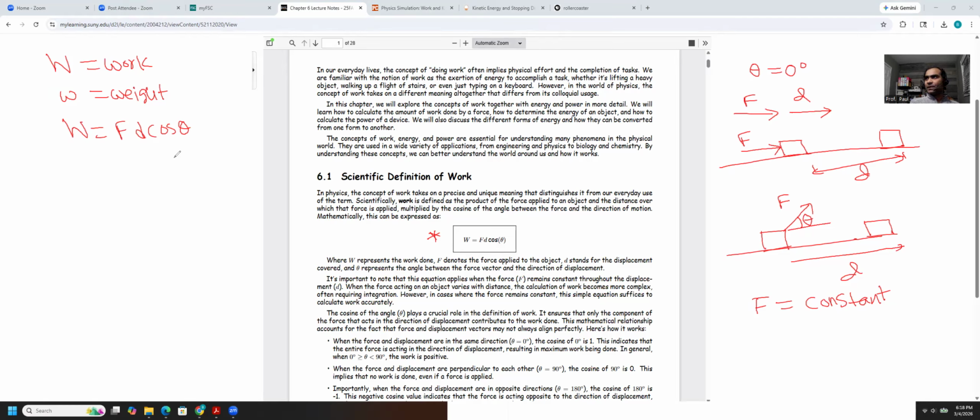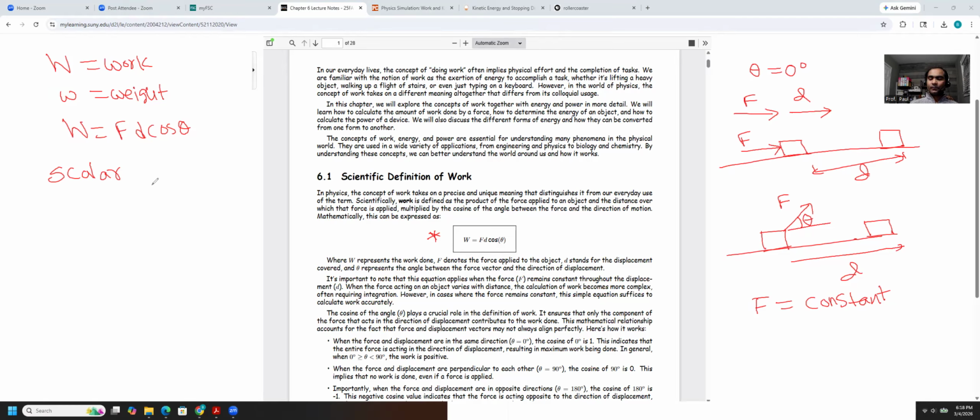F is a vector, displacement is also a vector, but W is a scalar quantity. Okay, strange, right? We get a scalar from two vector quantities. This may be strange, but actually, in vector calculus, we call it a dot product or scalar product. When you do a scalar product of two vectors, you end up with a scalar. Here I'm not going to teach you vector calculus, but because of this rule, although F and d are both vector quantities, the product W is a scalar quantity.